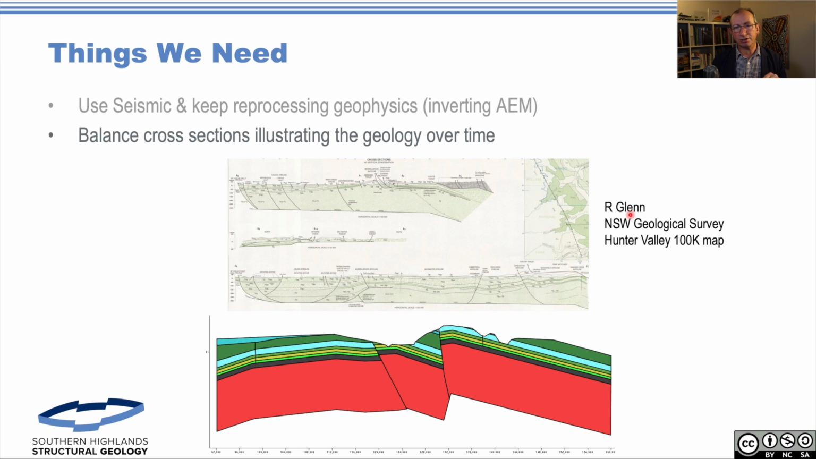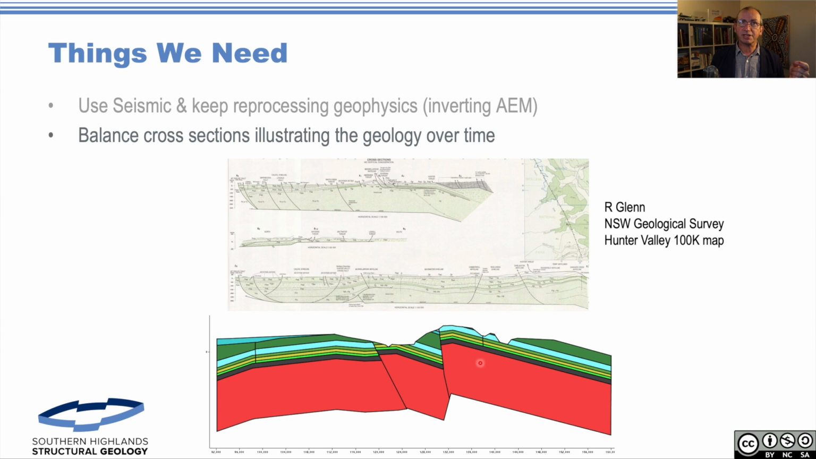Dick Glenn, who was at the Geologic Survey in New South Wales, produced absolutely beautiful cross-sections in the 1980s and 90s using pencil and paper. These are what are referred to as balanced cross-sections. I've used software here, I've used Lithotech in here to make a balanced cross-section. This is actually forward modeled. But these models are geologically correct and geometrically correct.